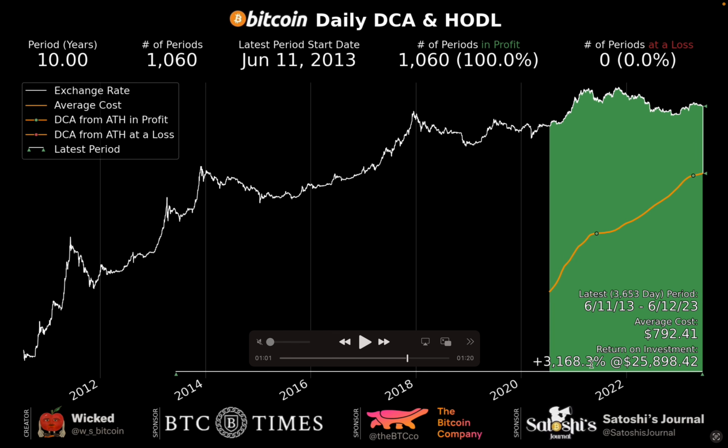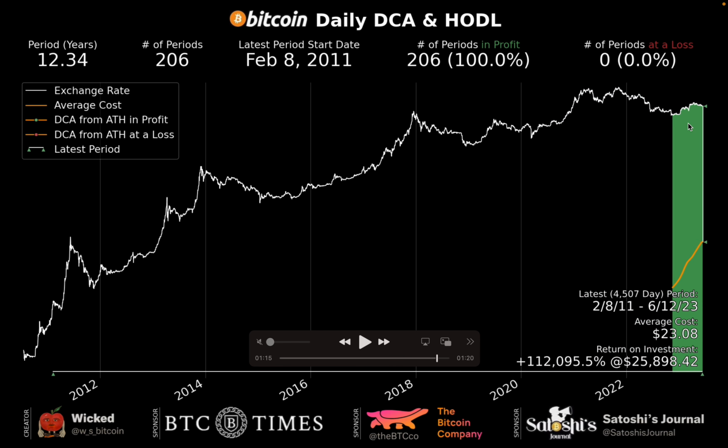The most recent period analyzed here would have been from June 12th, 2013, all the way to yesterday. So a 10-year period. That's what this line here is showing, right? June 12th, 2013, going from here all the way over to today's date. Average cost would have been where this orange line is here, just under $800. And the return for that crazy person who's been daily DCAing for 10 whole years would be just over 3,000% for their entire investment. Anyways, yep, that's it. Hope that helps.